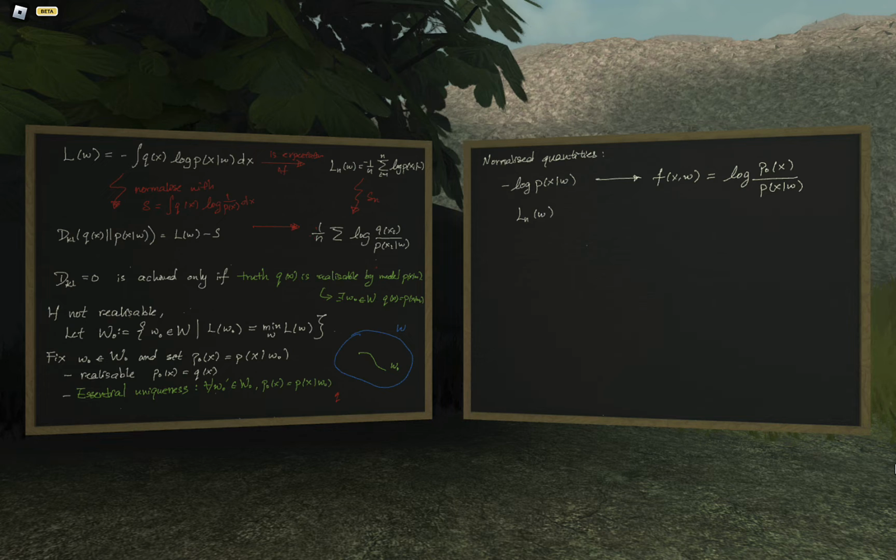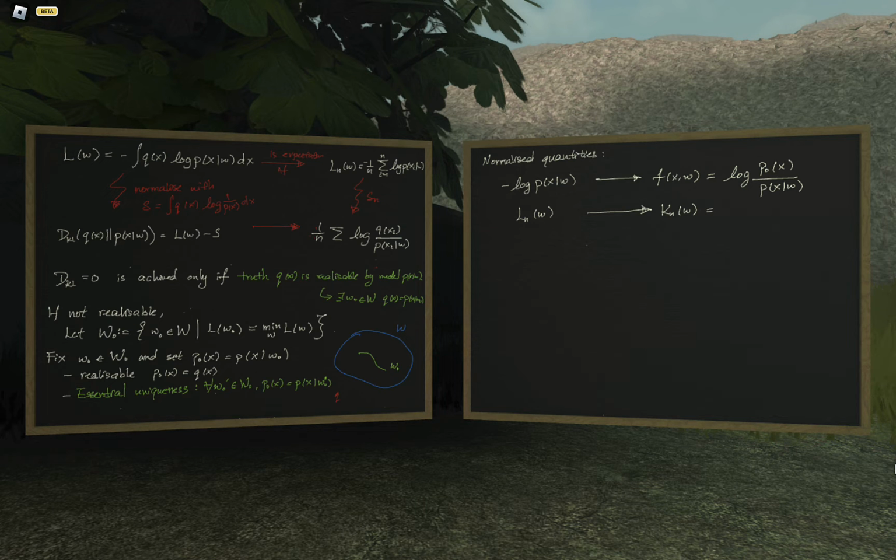By the way, there is a typo in the essential uniqueness. Maybe you want to put P of X given W0 prime. Thank you. Yeah, that's very important. W0 prime. Thank you.